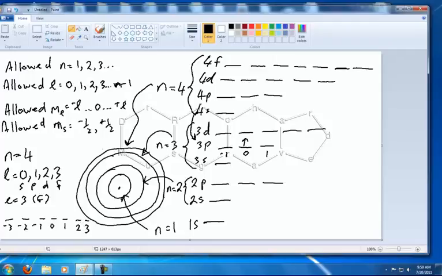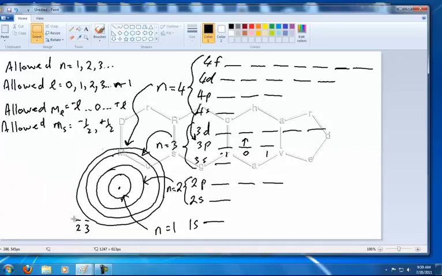Alright, so let me show you the other implication we can have here for allowed values. So that's for when n equals 4. What about when n equals, say, 2? If n equals 2, the allowed values for L would be 0 or 1. What that means is we can have 2s, or we can have 2p, and that's it. Now we can't have 2d because the value for L can't reach 2. That would indicate a 2d if that were possible.